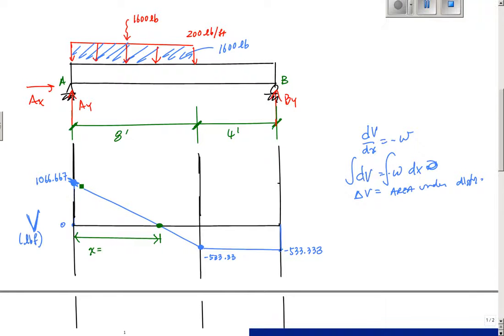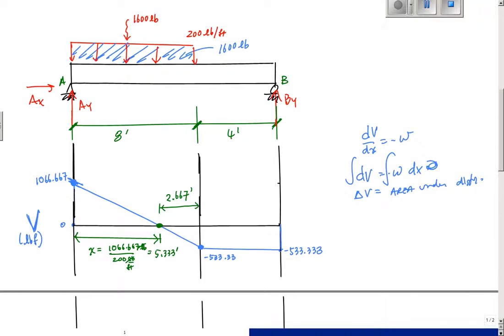This x is, I start at 1,066.67. How long does it take me to get to 0? That really is just 1,066.667 divided by 200 pounds per foot. And this is pounds, so if you look at this equation, my pounds cancel out. I'm going to have units of feet, or distance. And this distance is 5.333 feet. Okay, 5.33 feet. And then this distance right here is 8 minus 5.333 feet, which is 2.667 feet.